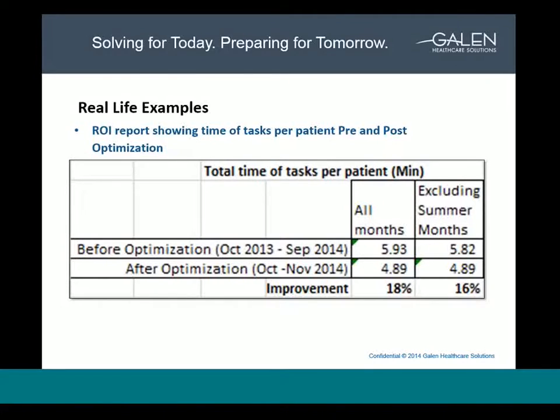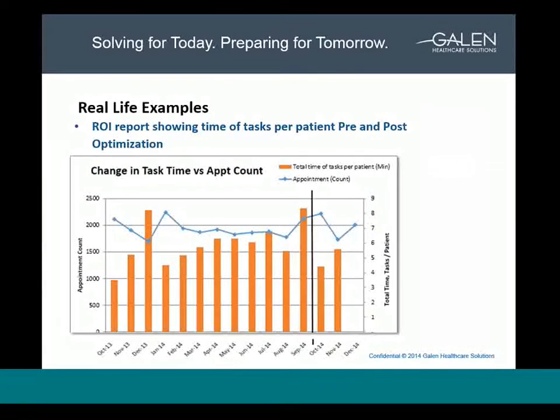You'll notice that again we have all the months listed on the left, and we again excluded the summer months on the right. So even though this office was using the system efficiently, we were still able to shave off almost an entire minute from the time the staff spent on a task per patient. So if a staff member was seeing 30 patients a day, that essentially equates to 30 minutes saved just for one day. Again, this slide is just showing the data that we used from the information above.